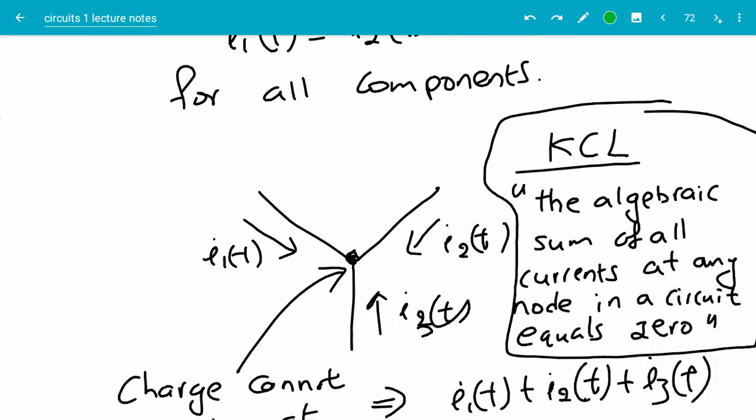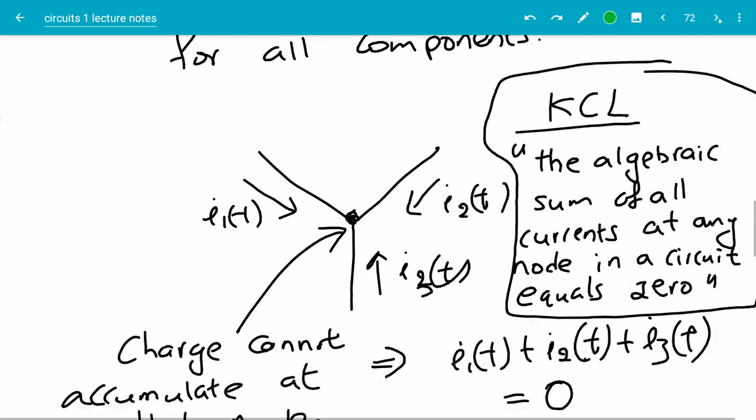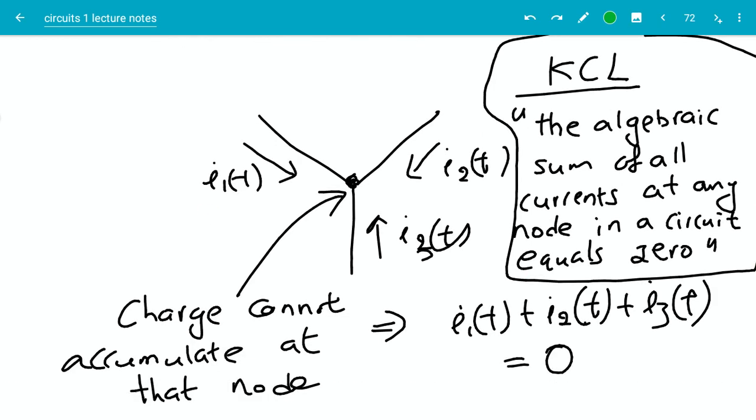All right, now let's look at a slightly more complicated situation. Let's say there is a node in a circuit and there are three wires attached to that node, and the currents are I1 of t, I2 of t, and I3 of t. In general, this could be any number of wires coming in. Now, if we apply the same statement again at this node, saying charge cannot accumulate at that node, that means the sum of all the currents going into that node should be equal to 0.